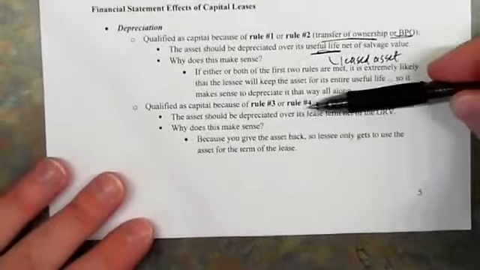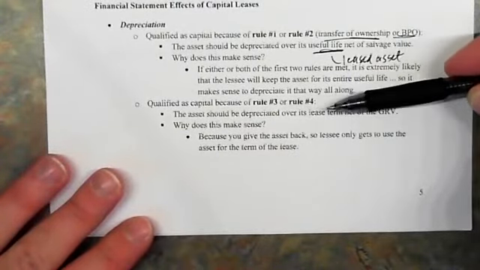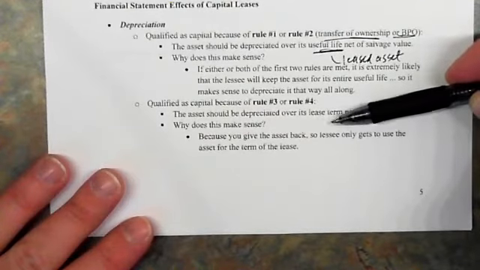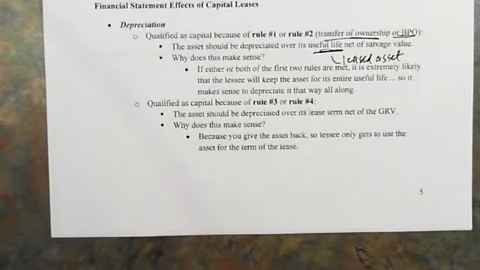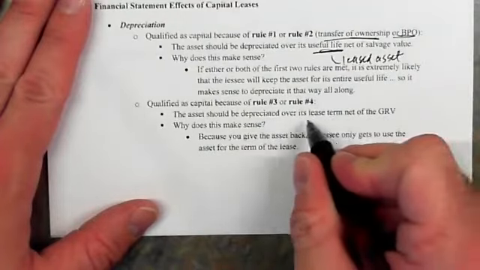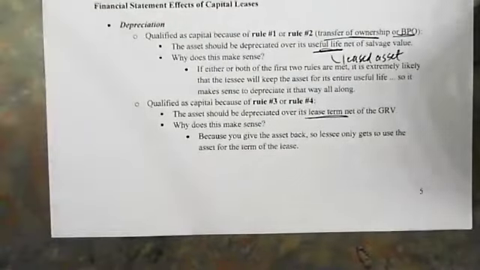If it got capitalized because of rule number 3 or rule number 4, that is the useful life rule, where it's greater than or equal to 75%, or the MLPs are greater than or equal to 90% of the fair market value of the leased asset. Well, these do not necessarily indicate that we're going to own the leased asset at the end or after the end of the lease term. We're going to probably return it, even if we used it for, say, 80% of the useful life. We still haven't used it for the entirety of the useful life. And so rather than use the useful life of the leased asset, we use the lease term in order to figure out how long we should actually use the asset.